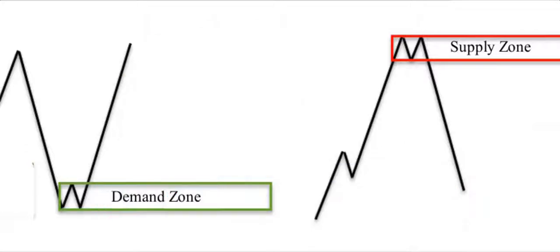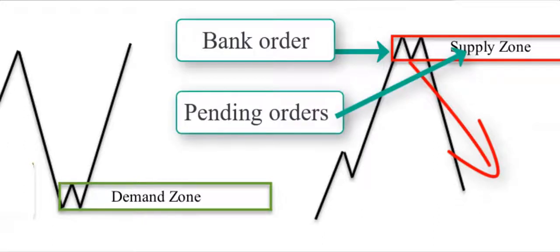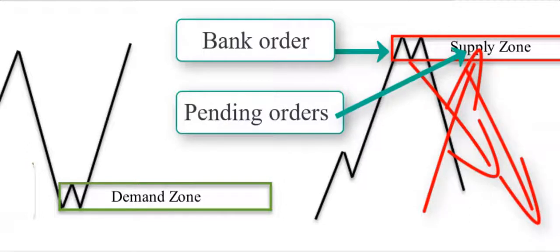The same thing happens when it comes to a supply zone. When the market makes a sharp move down, the bank or the financial institution is not able to get the entire trade placed into the market. Therefore, they leave pending orders to sell at the zone with the expectation the market will return to the zone and the rest of their trading positions will be filled.